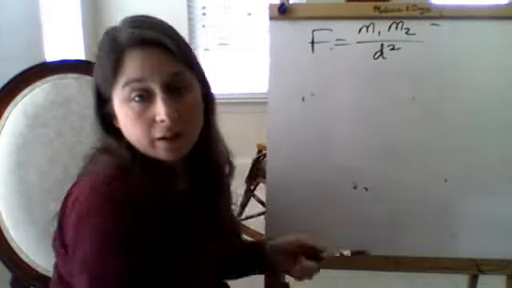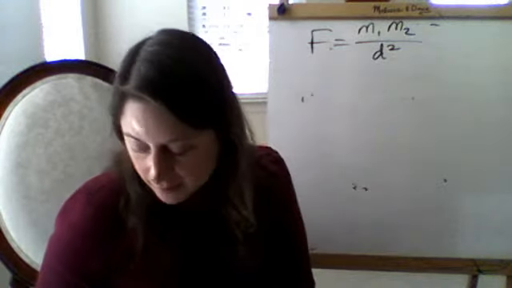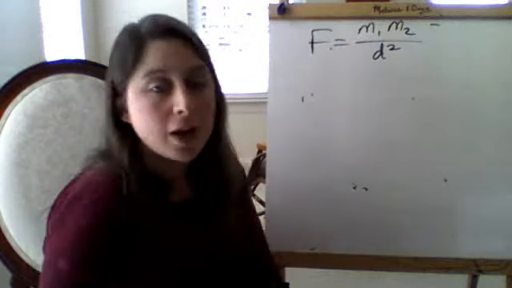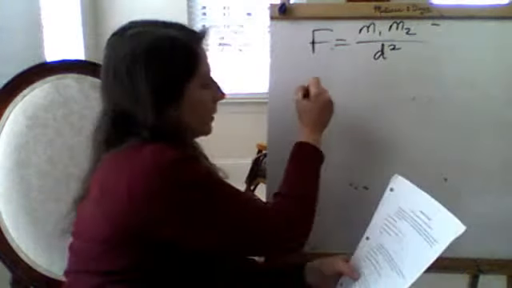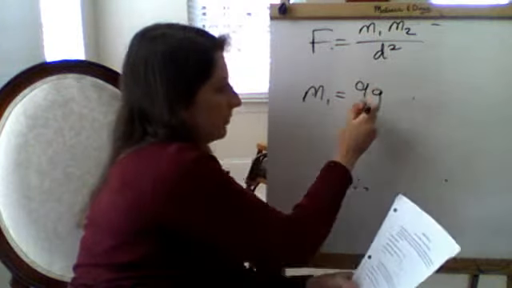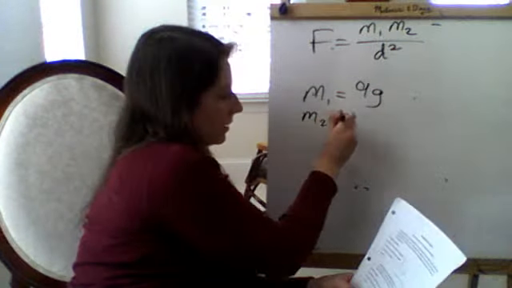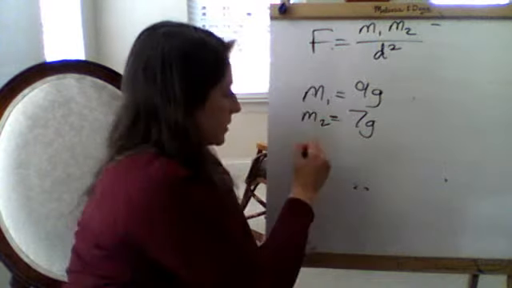So if you can keep track of those two problems, you'll be prepared for the test. And then the third one is just a little more of a challenge. It says the gravitational force between two objects, the first one has a mass of 9 grams, and the second one has a mass of 7 grams, is measured when they're 2 centimeters apart.